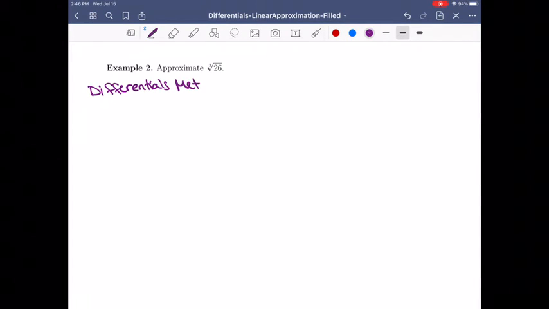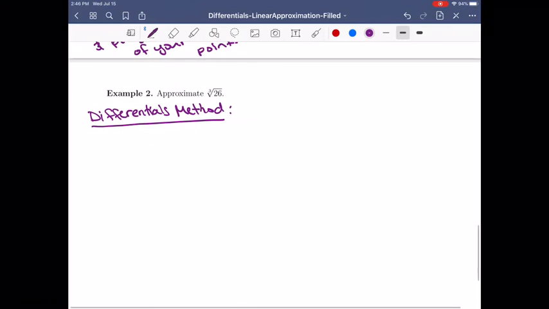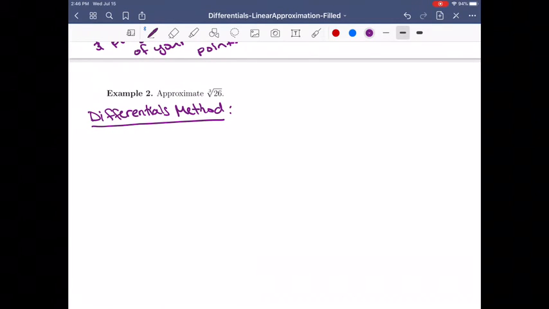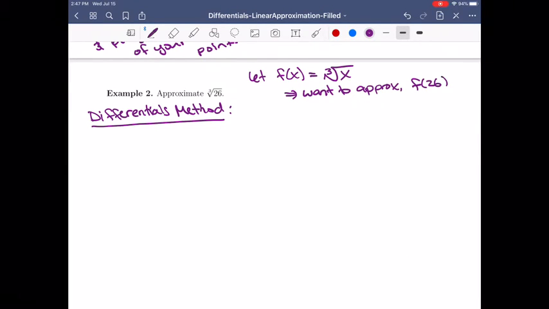Okay, like I said though, these two methods are doing the exact same thing. In fact, before I start that, we want this to be a y value. So I'm going to let f of x be the cube root of x. Then what I actually want to approximate is f of 26. So now I'm thinking this is a y value when x is 26.